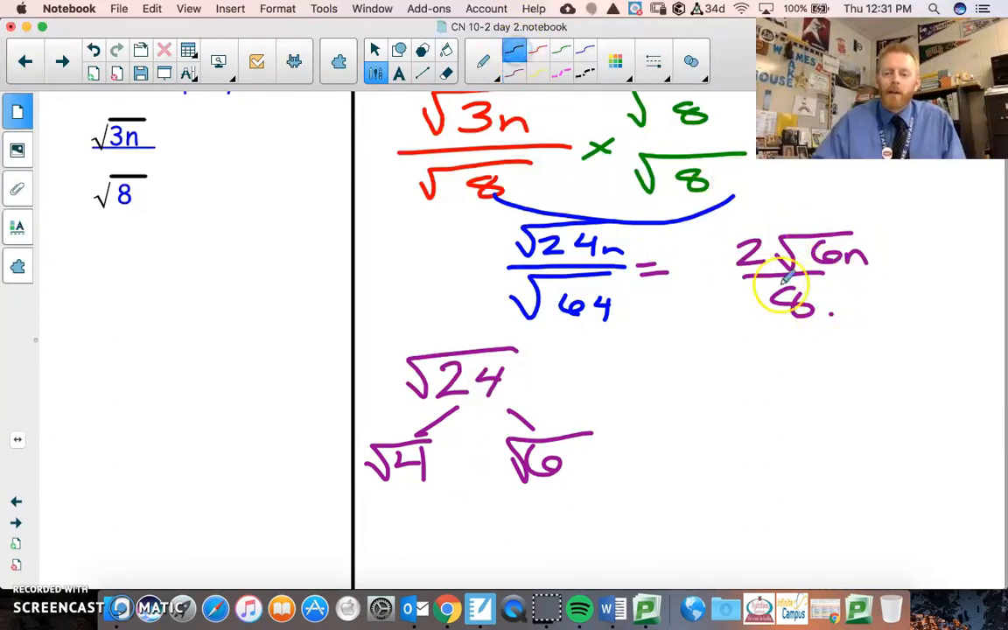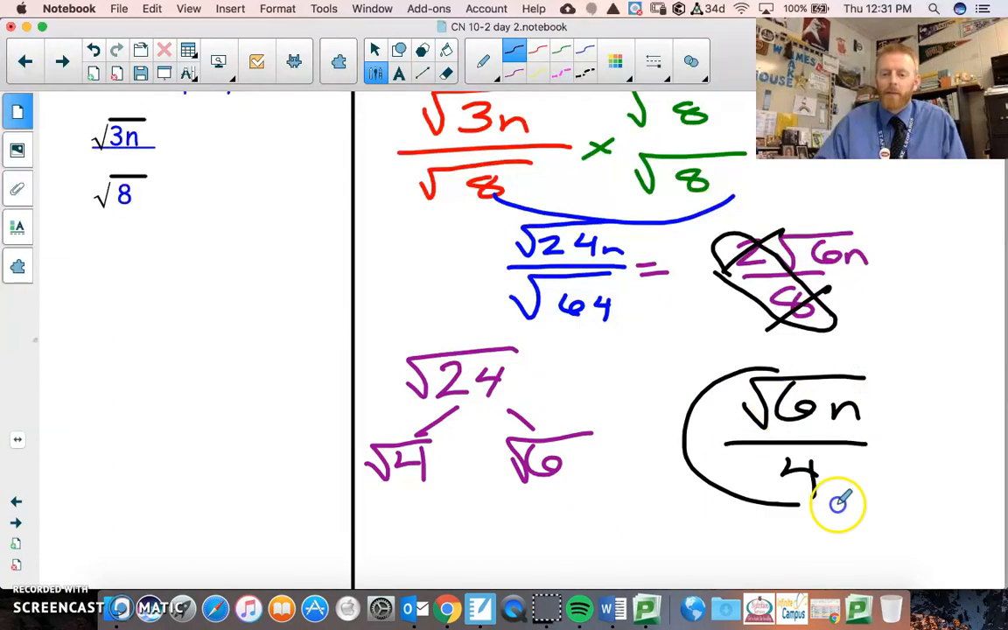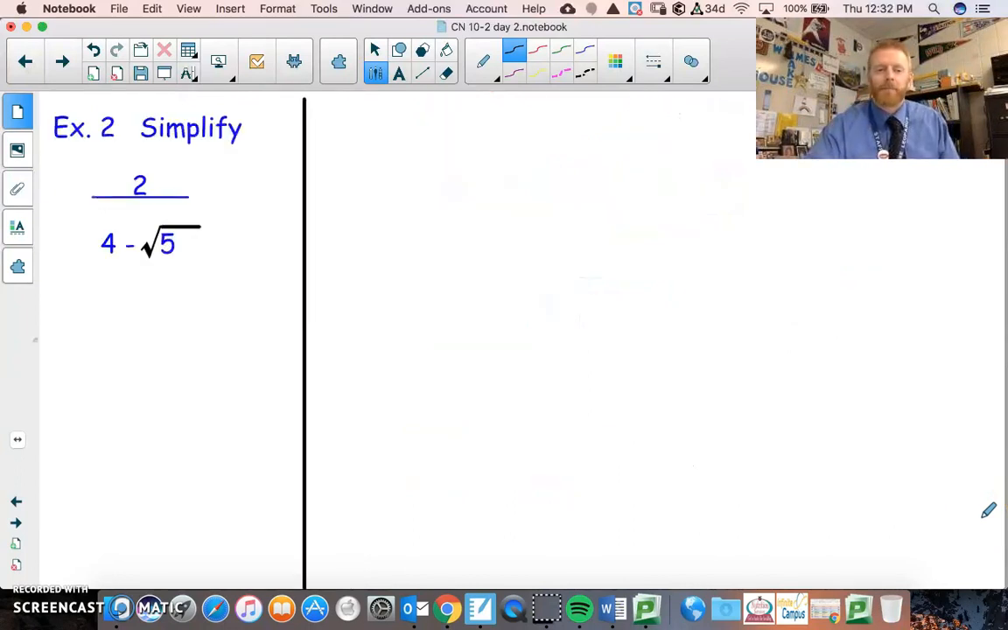Now you might be thinking, hey Berman, I'm done with this, but no. Our number in front of the square root sign and the bottom number that does not have a square root attached to it can be simplified. So I can divide both those numbers by 2 and that leaves me with 6 square root of 6n over 4 as my final simplified answer. And that will be the process that you will be using hopefully most of the time.